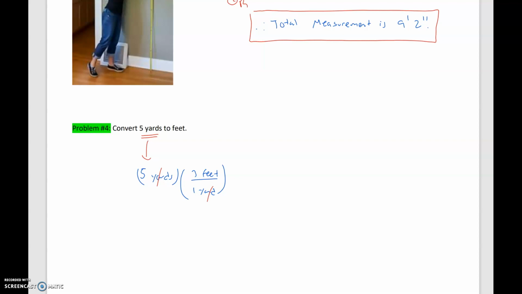And yards are going to cancel. So this is going to be equivalent to 5 times the values of 3. And this will be feet, or 15 feet. So our final answer would be that 5 yards is equivalent to 15 feet.